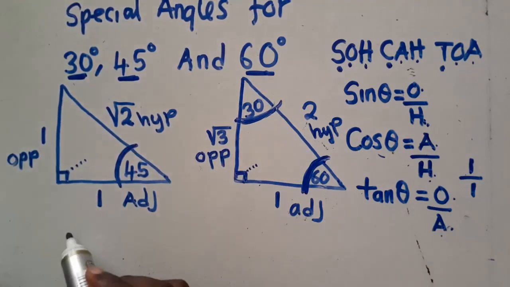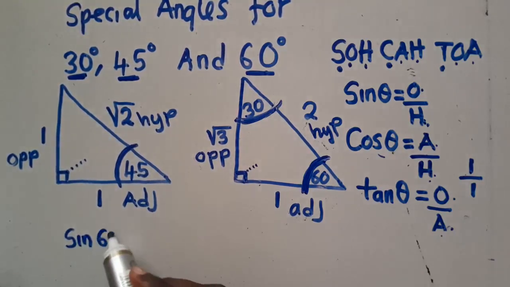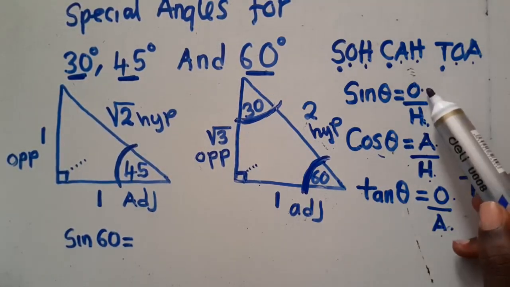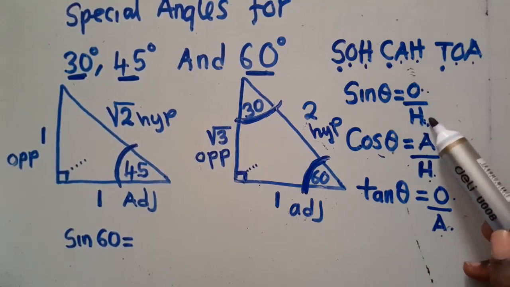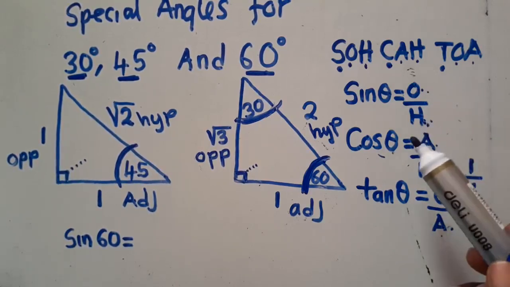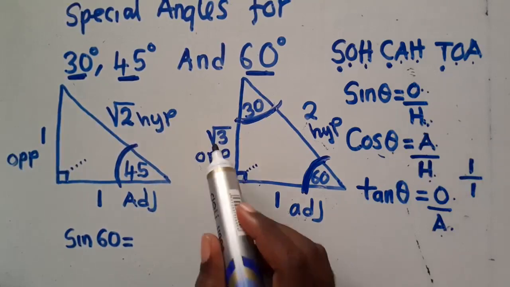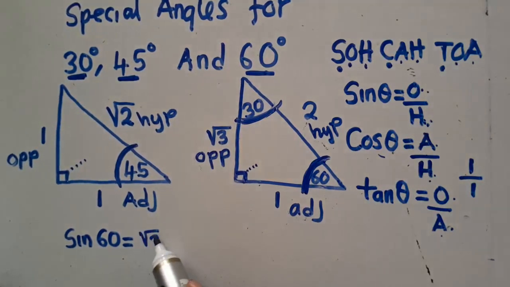So I start with sine 60. How can I find sine 60? Sine 60 is equal to what? I say opposite over hypotenuse. What is my opposite? My opposite is root 3. So I say root 3 over, what is my hypotenuse? My hypotenuse is 2.